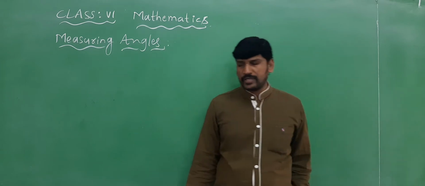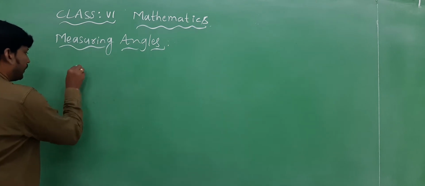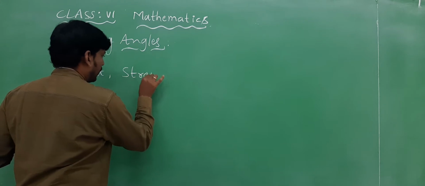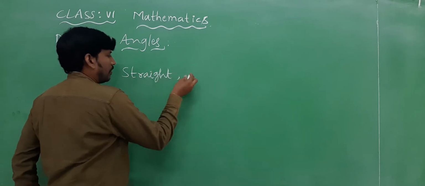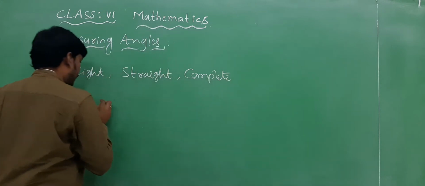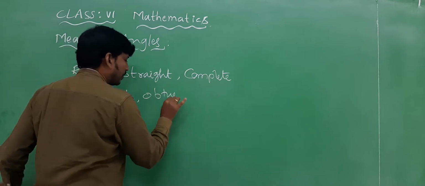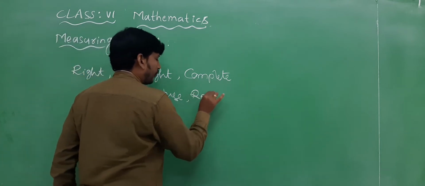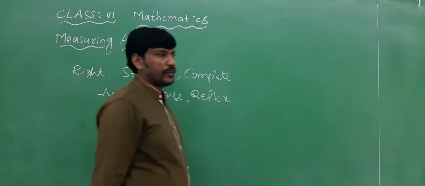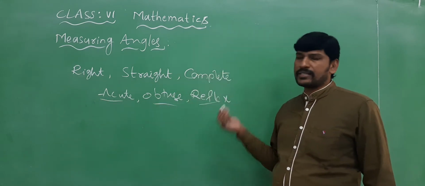Already we discussed in the previous session different types of angles like right angle, straight angle, and complete angle. And we also discussed acute, obtuse, as well as reflex angle. What is the meaning of acute angle, obtuse angle, reflex angle?